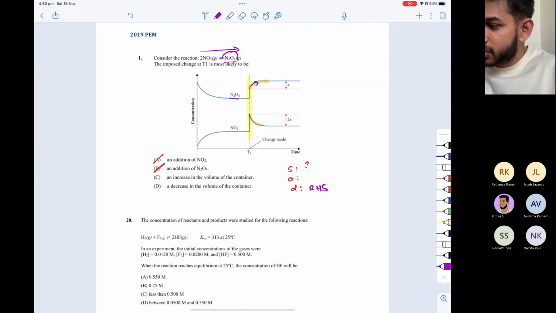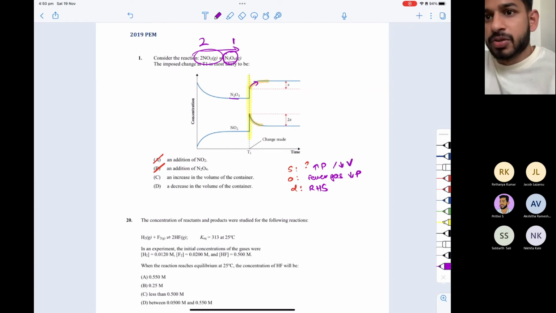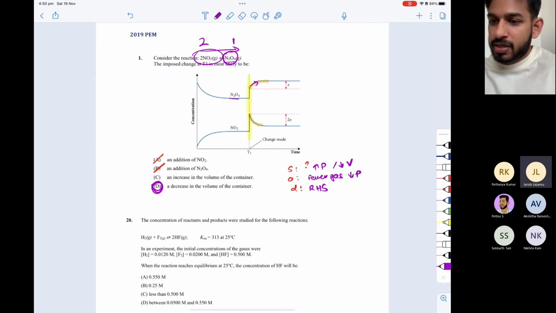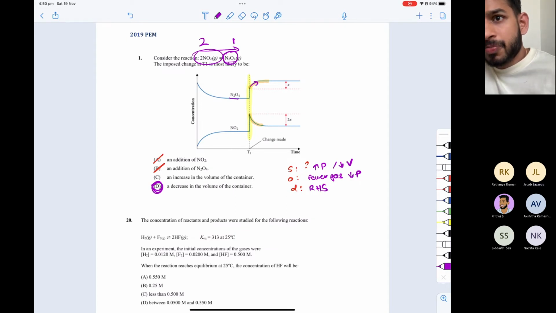When it comes to pressure questions, just count the number of gas moles. There's 2 on the left, there's 1 on the right. So by shifting to the right-hand side, we favor the side with fewer gas moles, right? Or a decreased pressure. So what must the stimulus have been? An increase in pressure or decrease in volume. Which one is an option for us to select, Jacob? What did you get for 1? Jacob? Yeah, wait. So D. Good. I would have got D as my answer. Did everyone get D? Good job.